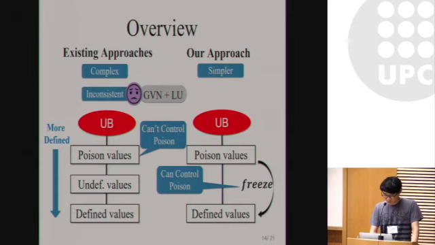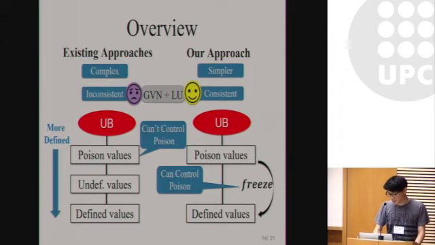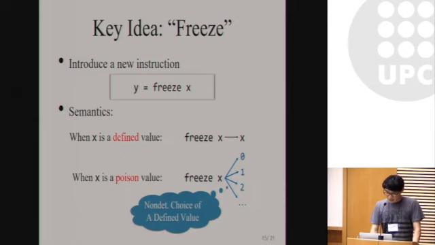In other words, freeze gives a mechanism for compilers to weaken poison. Using this mechanism, we can fix the inconsistency with GBN and loop unswitching. Let's look at the form of a simple definition of freeze first.